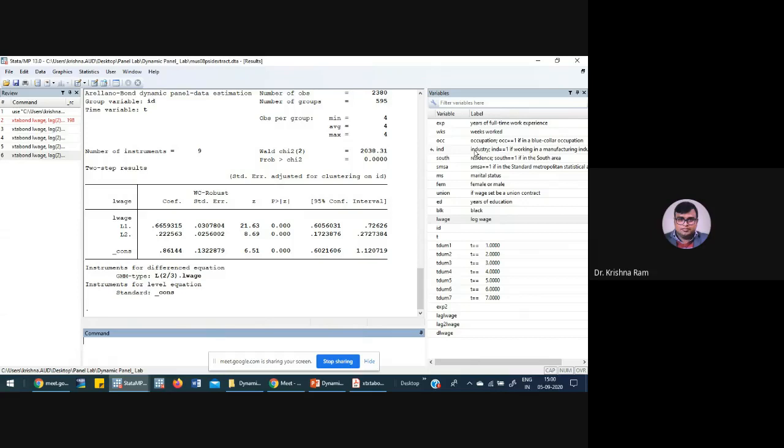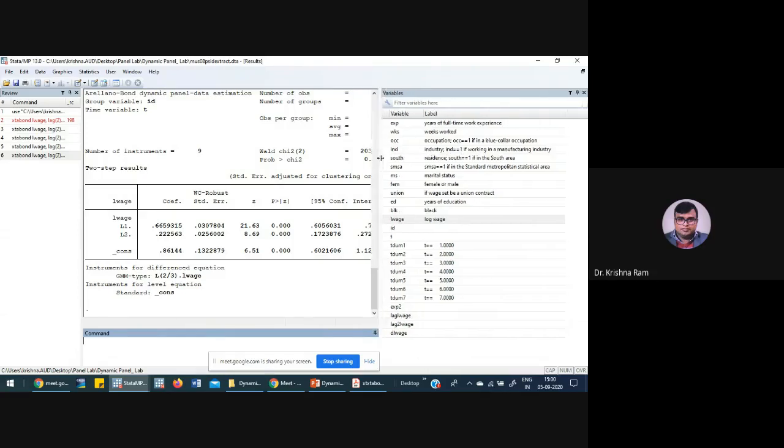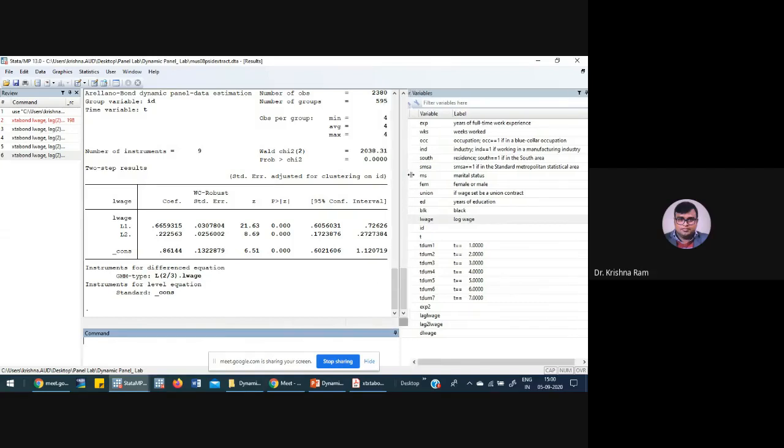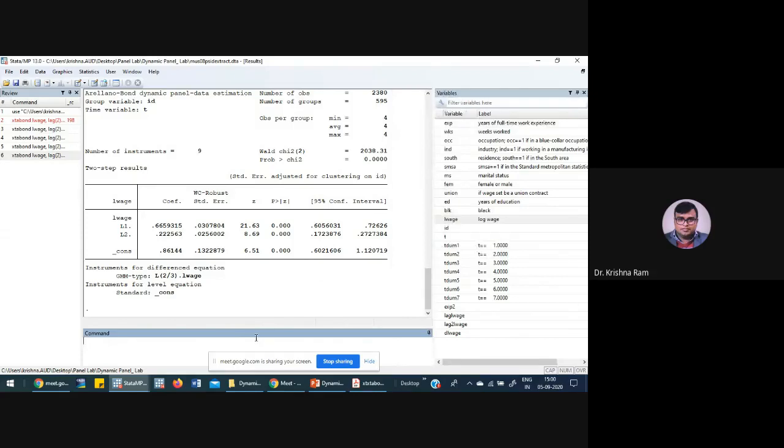And IND is the variable related to industry information, whether the person works in a manufacturing industry. We use occupation. These are the variables which have been used in microeconometrics with this data book. So let's use all these variables.